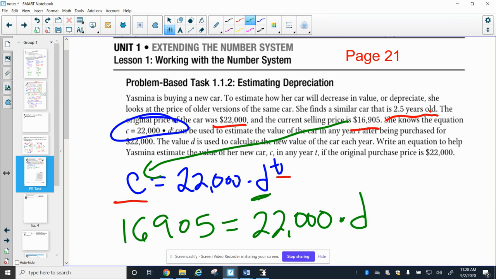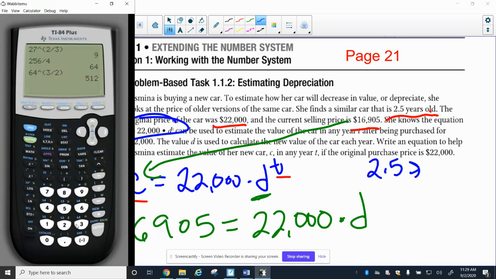And then we need to put in a value for T. Well, T is the time in years that have passed. So it said the car is 2.5 years old. Only thing that we should think about is if we put in an exponent that's a decimal, we could do it. Okay, but we've been working with rational exponents, so let's change that to a fraction. That looks closer to what we've been doing.